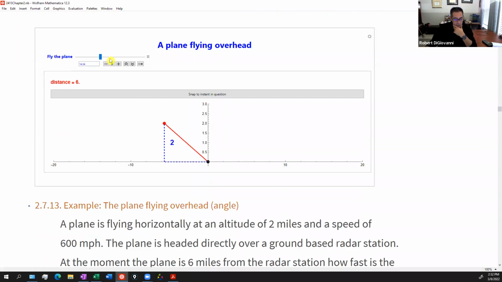So here's a picture. The black dot is the radar station on the ground. The red dot is the plane flying overhead. The plane is flying at a constant rate. And what I'm asking is, at a specific instant in time, when the distance between them is 6 miles, how fast is the distance between them changing?